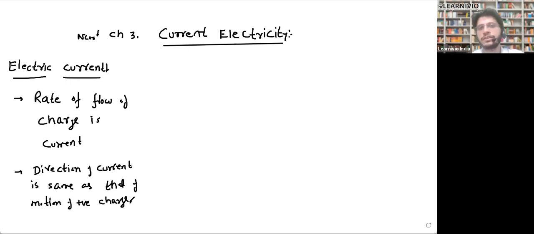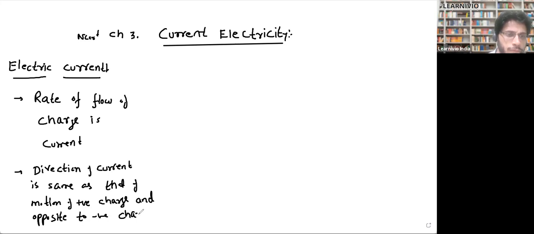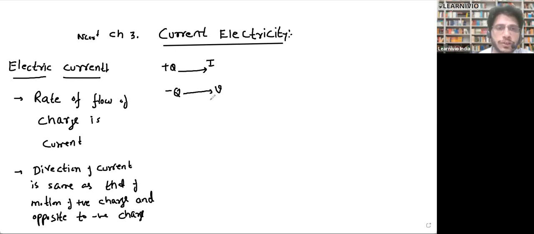So direction of current is exactly same as that of motion of positive charge and opposite to that of negative charge. So if you have a positive charge and that positive charge is moving in this direction, then this is the direction of current. But if you have a negative charge and it's moving in this direction with a velocity v, then the direction of current is opposite.